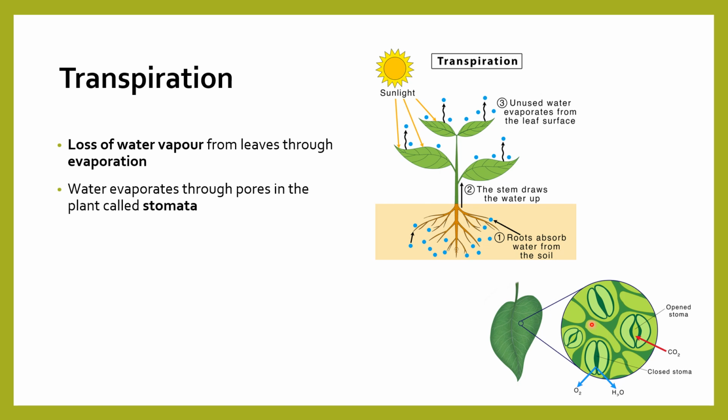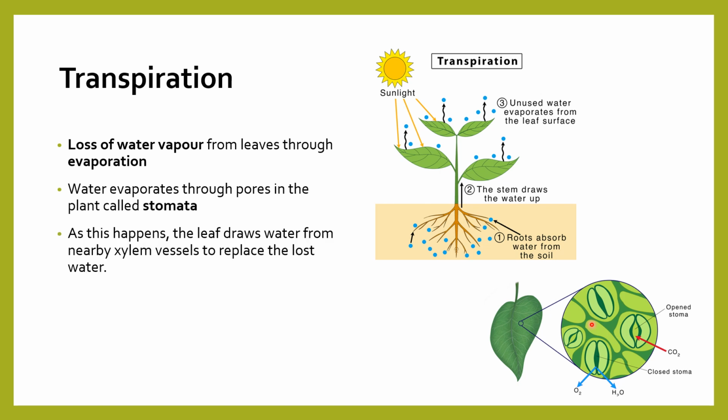And these pores are called stomata, and they can open and close. And stomata are pretty important because they also allow for the exchange of gases. So carbon dioxide can go in and oxygen can come out, as well as water. As this happens, the leaf draws water from the nearby xylem vessels to replace the lost water.